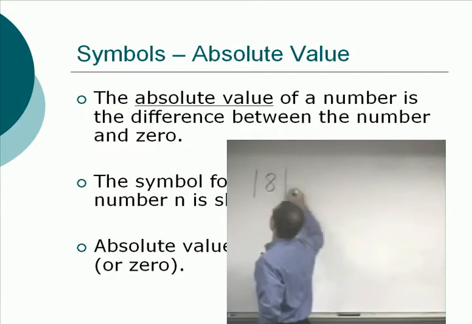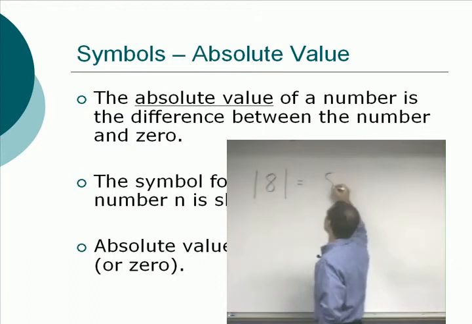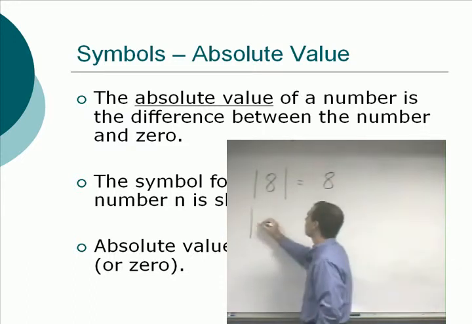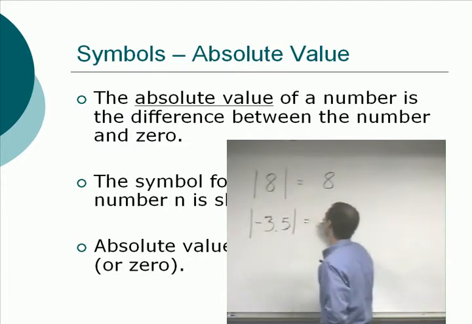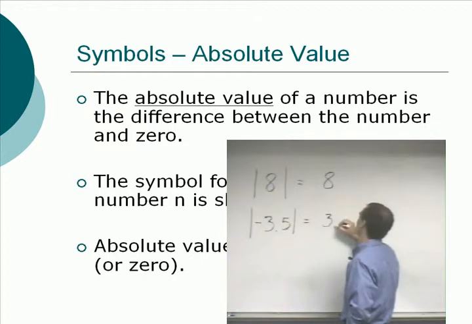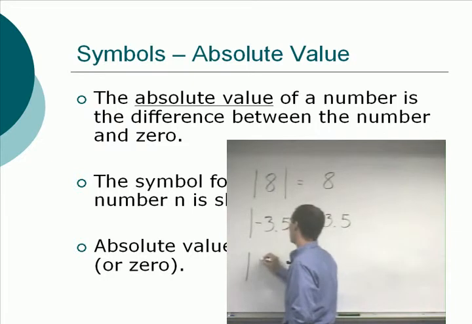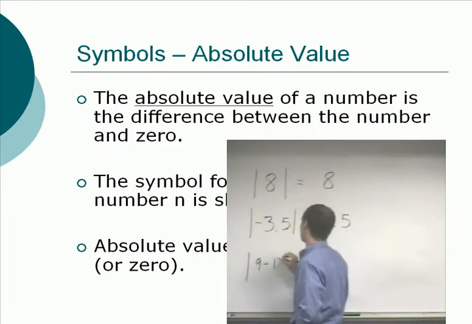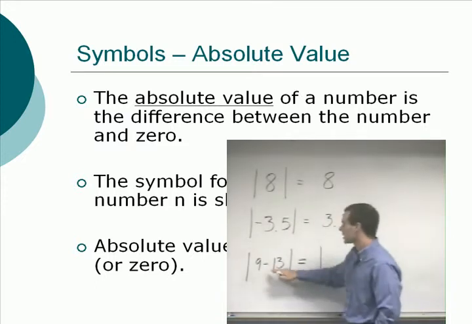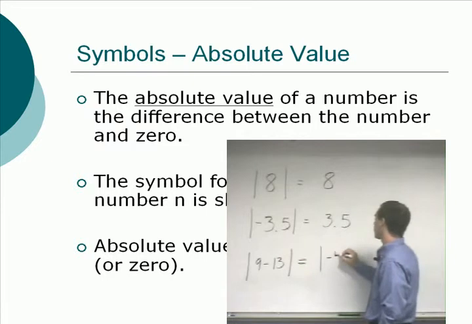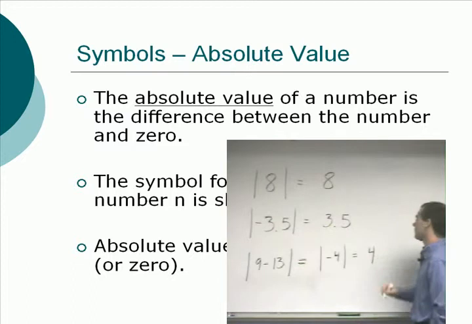For example, the absolute value of 8. The distance from 8 to 0 on the number line is, of course, 8. The absolute value of negative 3.5 is certainly 3.5. And the absolute value of 9 minus 13 is the same as the absolute value of, if we do this computation, 9 minus 13 is negative 4. And the absolute value of negative 4 is 4.